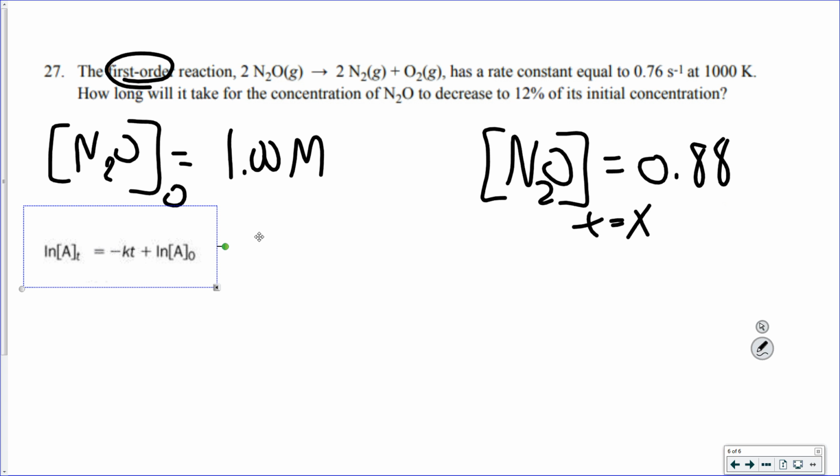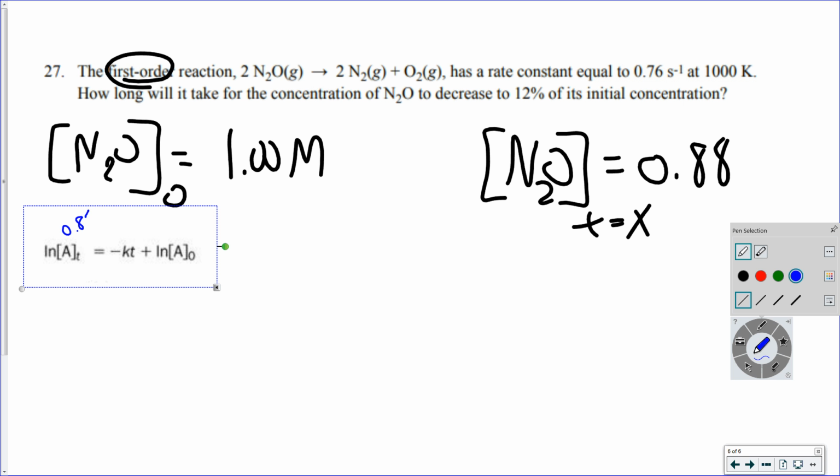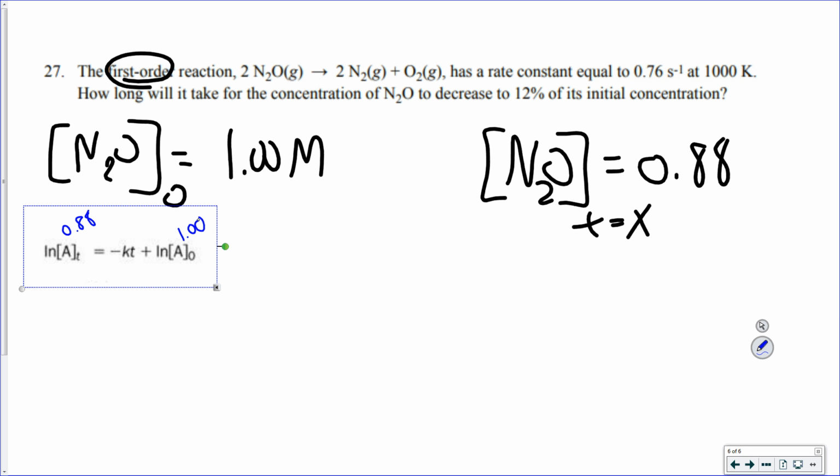So think about what I do know. I know what the initial concentration is. This is the 0.88, or sorry, at time x. This is my initial, this is 1. I know what K is. The only thing I have to solve for is time. So the variable I don't know is time. How long is it going to take to get to that concentration?